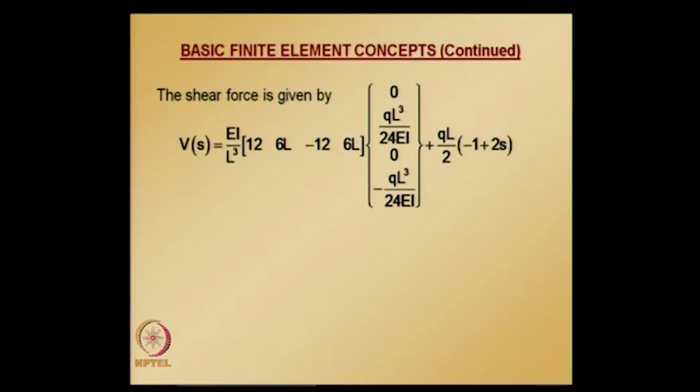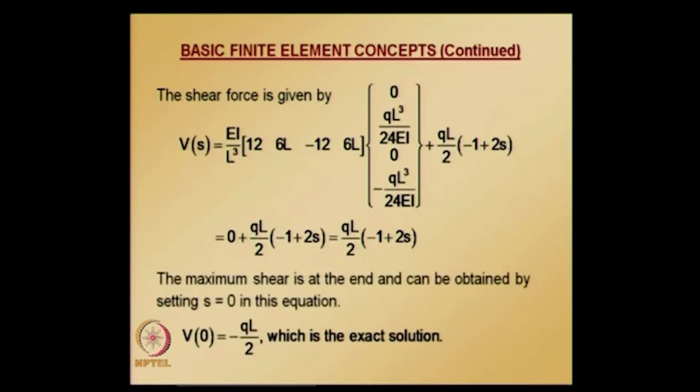Again, the first term consists of the third derivative of the shape functions and the nodal values, and the second term is the fixed end solution for the uniformly distributed load case. Once we apply this correction term we get the shear like this, and the shear at the ends of the span we get by substituting S equal to 0 or S equal to 1.